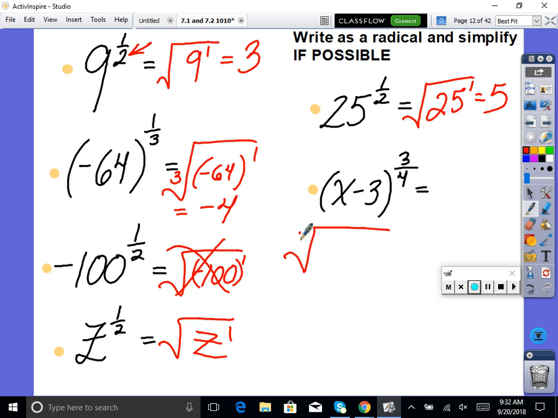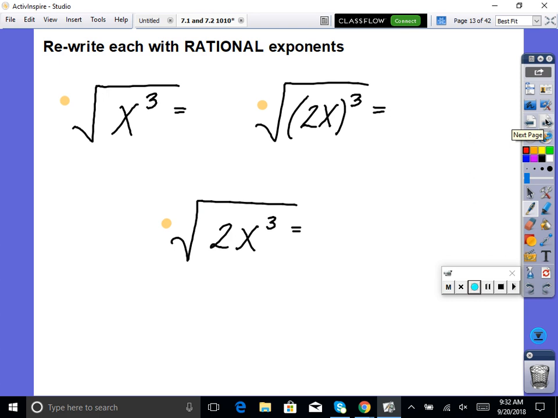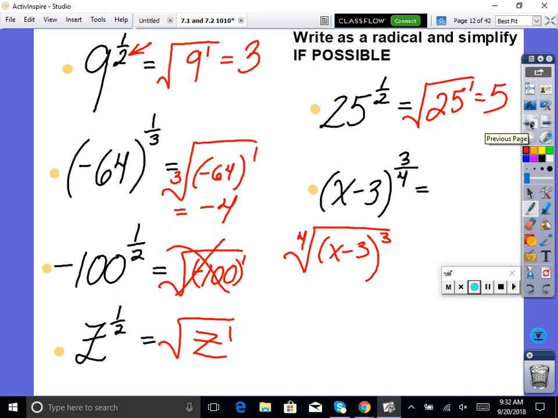Right here we have the fourth root of x minus 3 to the third power. Is there 4 we can pull out? No, there's only 3 of them. So that's our final answer. Yeah. So we have the square root of z, but it didn't simplify, so it wasn't outside. We had an even root, but we weren't able to simplify it. Does that make sense? Good question.